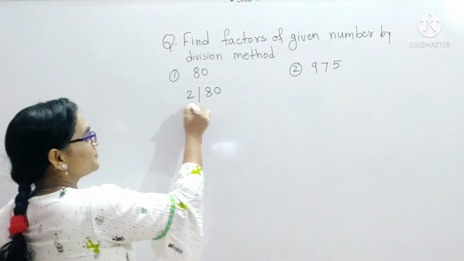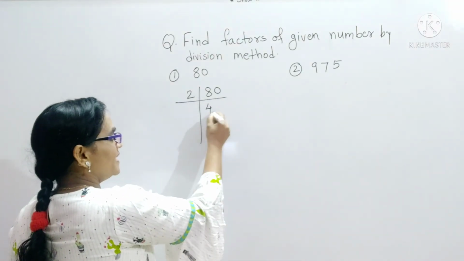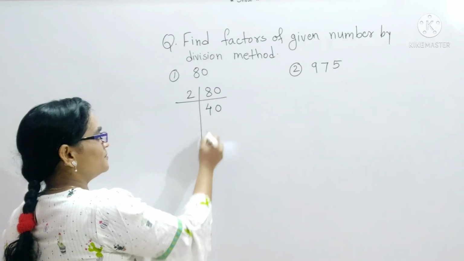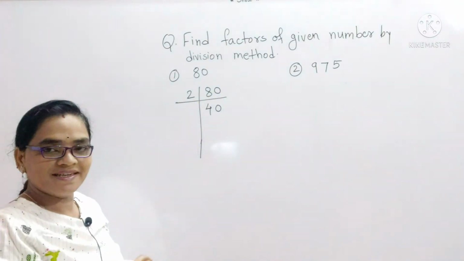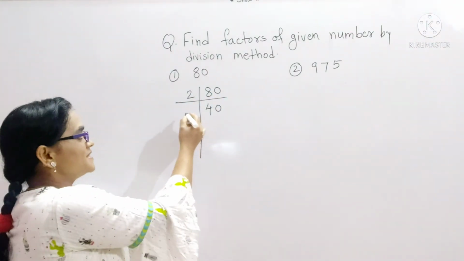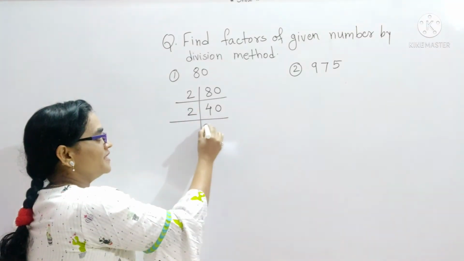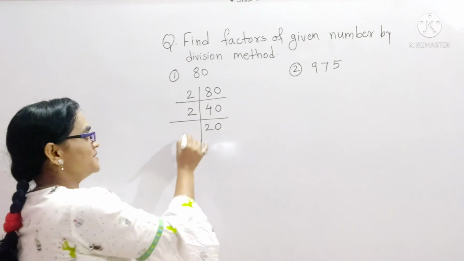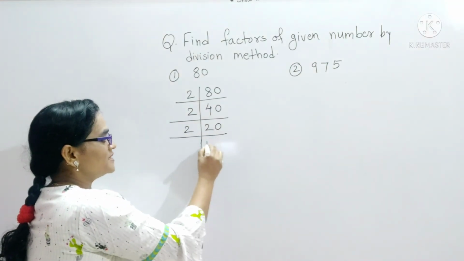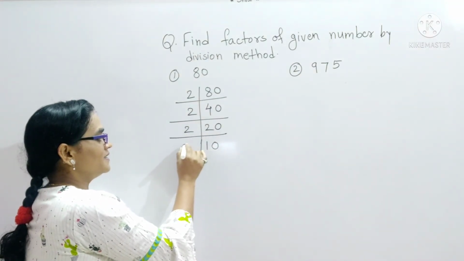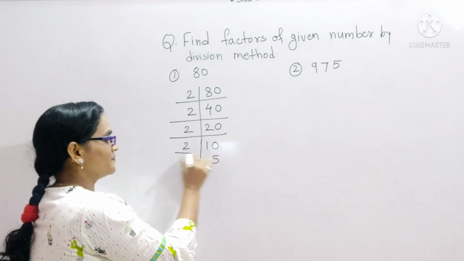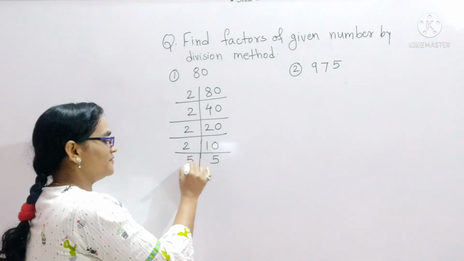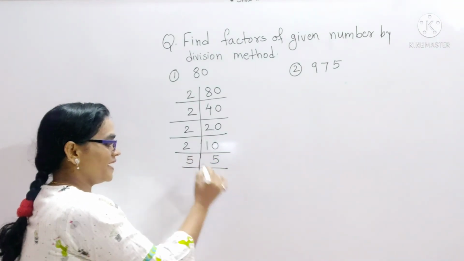Then continue. 2 4s are 8, and 0 means 2 into 40, we are getting 80. Again, ones place 0 means this number is divisible by 2. Then 2 2s are 4, 0. Then again it is divisible by 2. Then 2 1s are 2, 2 0 again. 2 5s are 10 and 5 1s are 5.